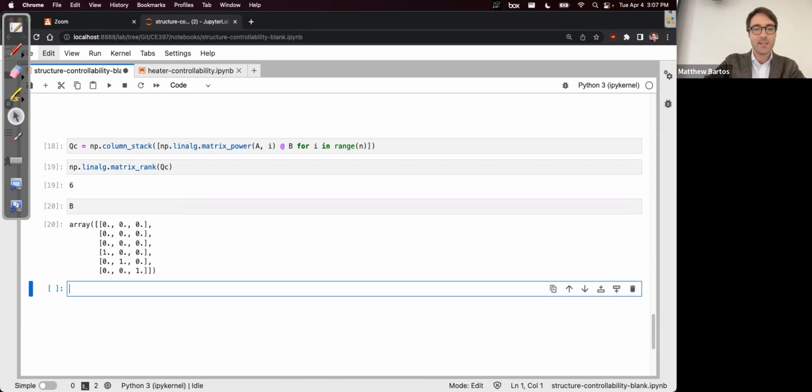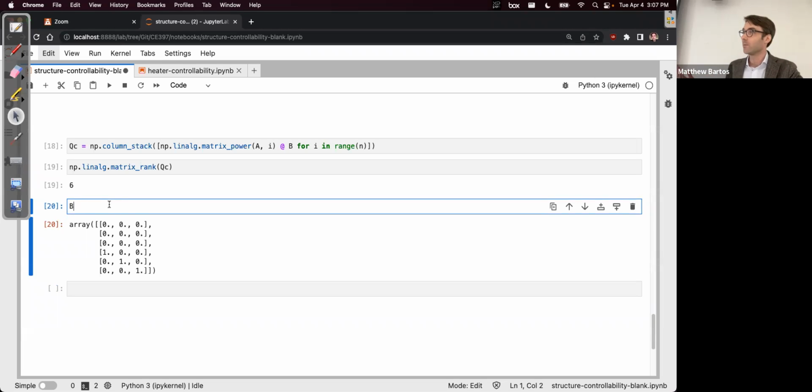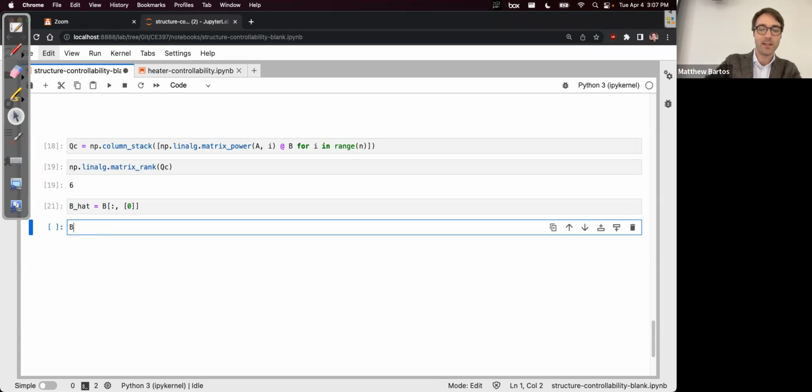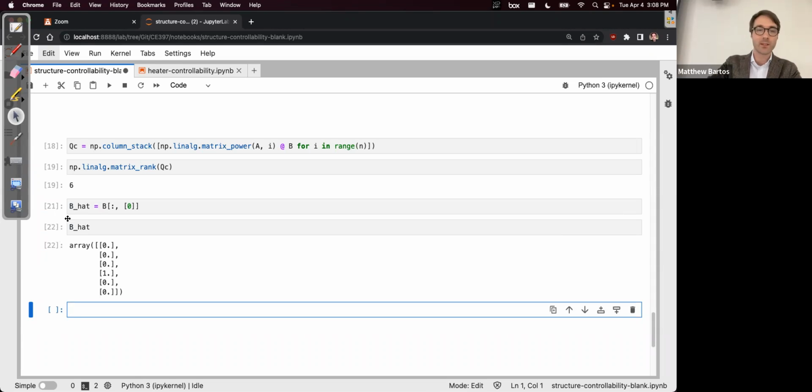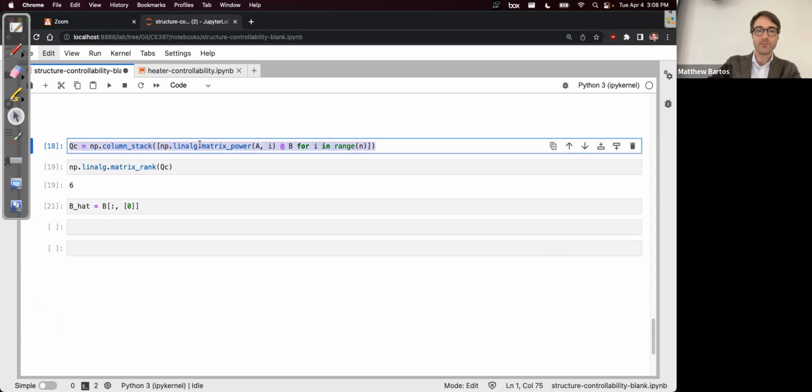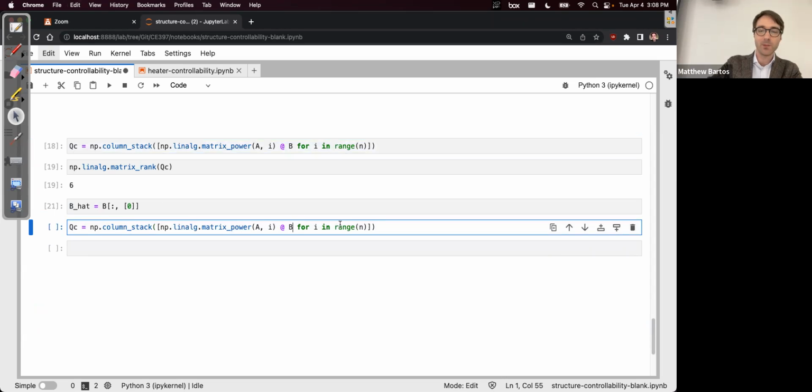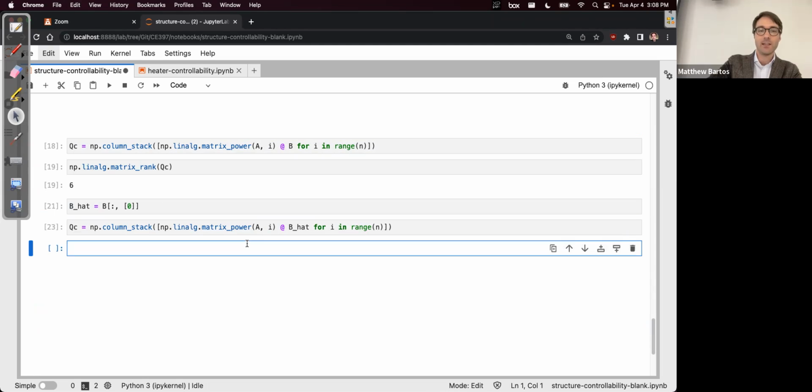Let's now take our initial control input matrix B and make it so that we only have an actuator on one of the floors. So how can we do that? Yeah, we take one of the columns from this matrix. So let's say B hat is equal to B. We'll select all the rows and just select column 0. So our B hat, our new input matrix, is the following. Now we can take that exact same code we wrote before and replace B with B hat. Okay, and let's see whether the system is controllable with just one actuator.